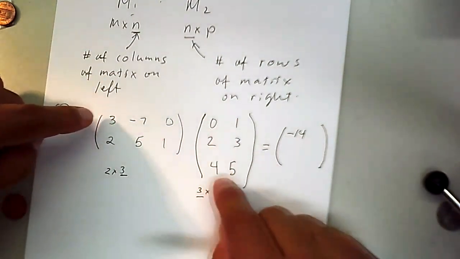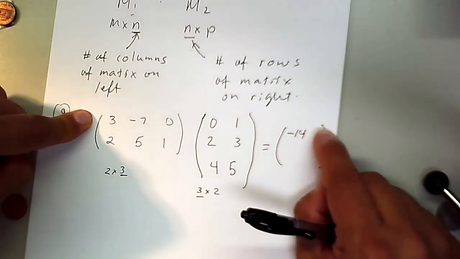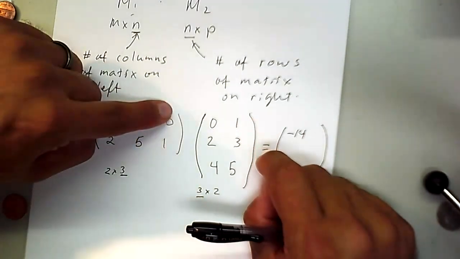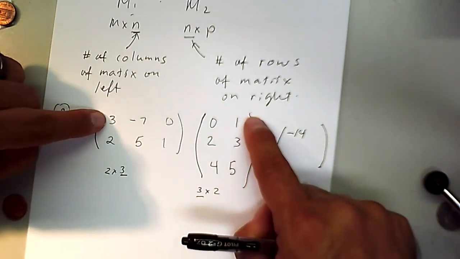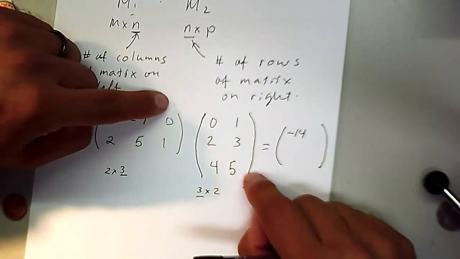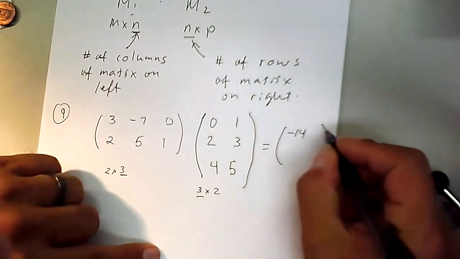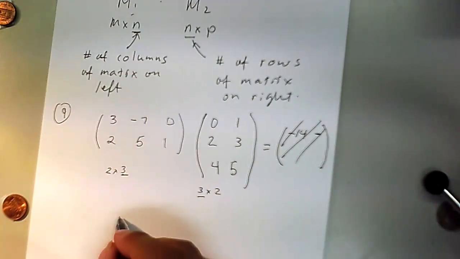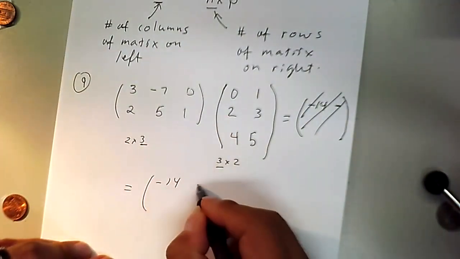So 1, 1. The second element on the first row of the product will be the dot product of the first row and the second column. So that is going to be 3, negative 21, and 0. 3, negative 21. So that is going to be negative 18 because then we have a 0. There's no room for that here, so I'm just going to write the answer down here. Okay, so multiplying those two, negative 14, negative 18.